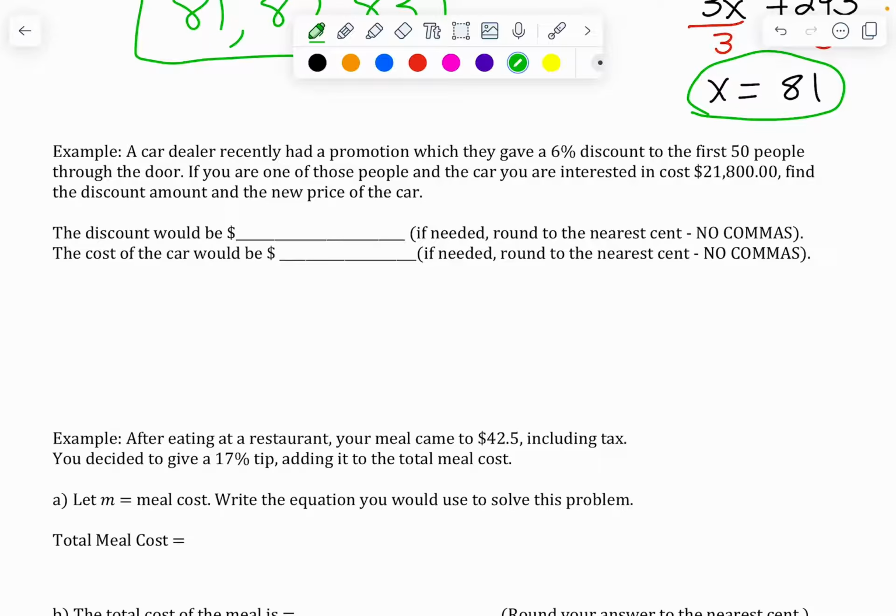A car dealer recently had a promotion which they gave a 6% discount to the first 50 people through the door. If you are one of those people and the car you are interested in costs $21,800, find the discount amount and the new price of the car.